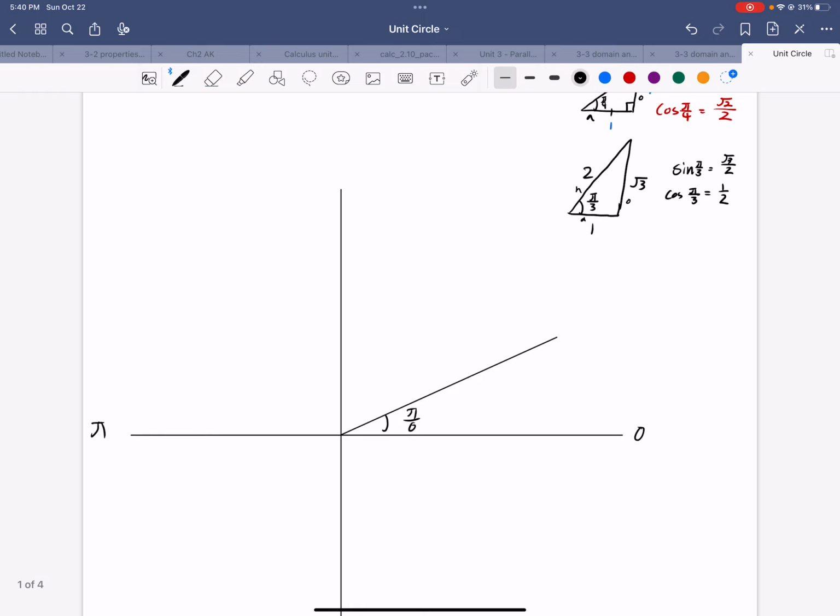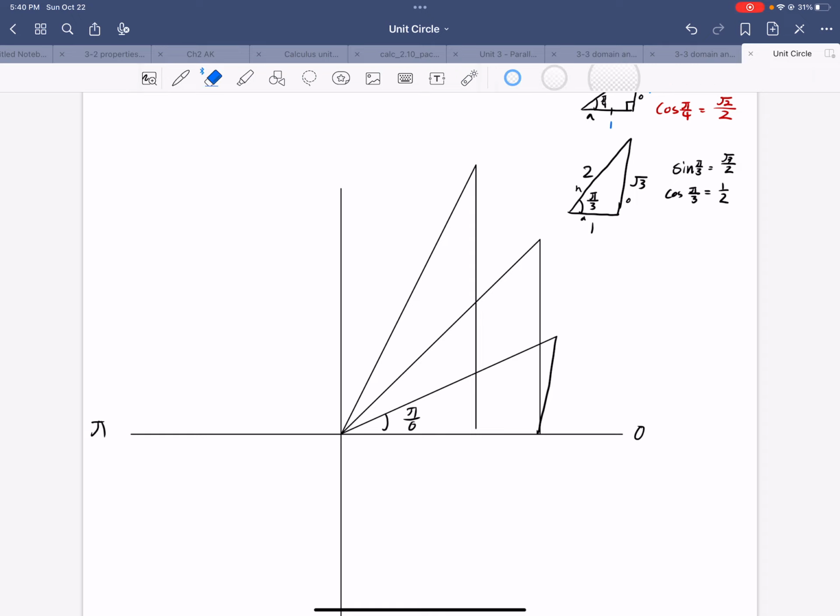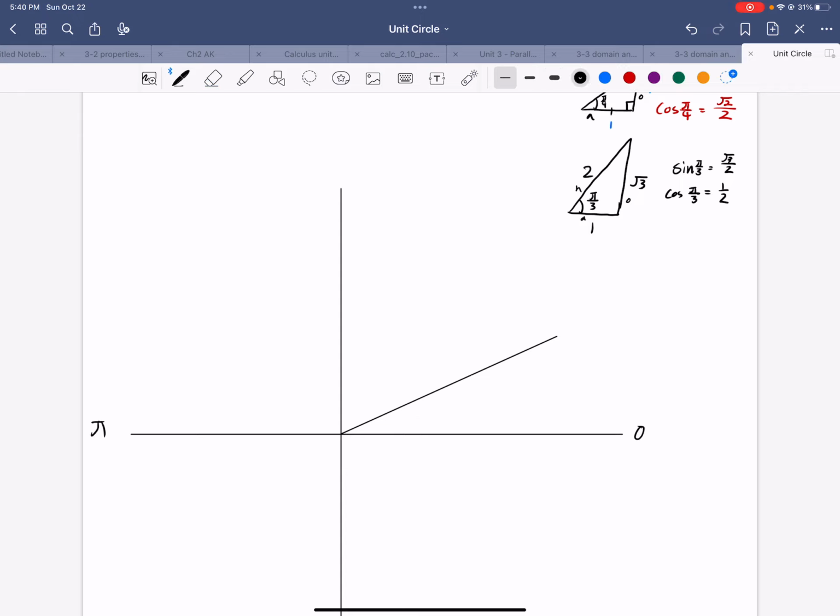And as you can see, if I draw the triangle, that's gonna be the triangle. And if I draw another triangle like this, that's a 45 degree. And let's say I draw another triangle like this, that's gonna be 60 degree, right? So unit circle is basically all about this one. Like drawing a triangle. Let's say this one is a pi over 6.